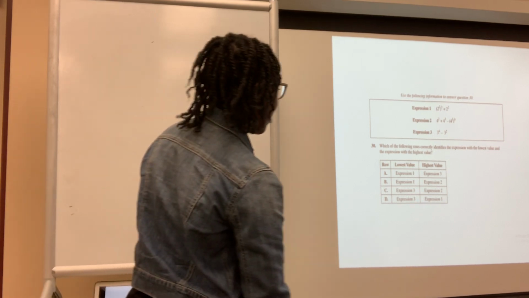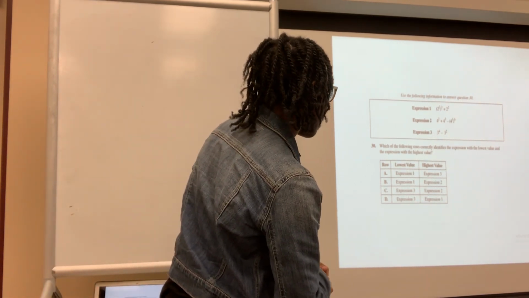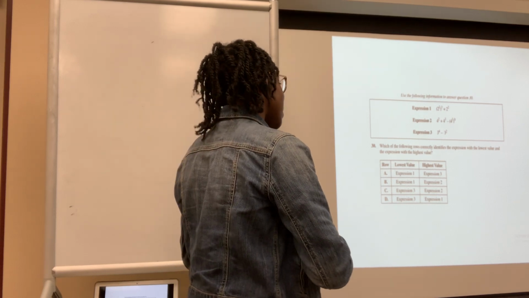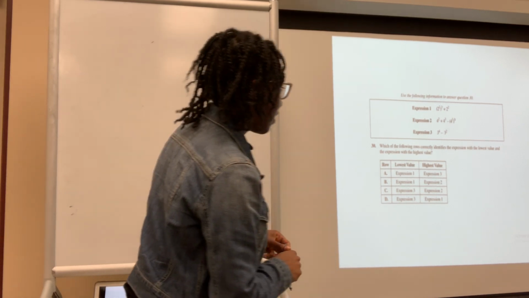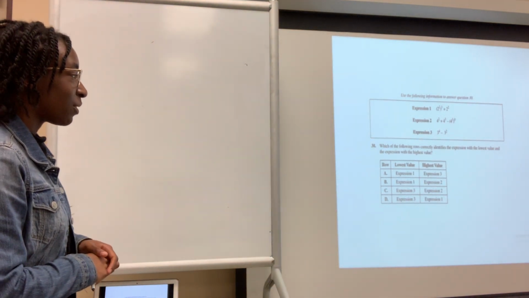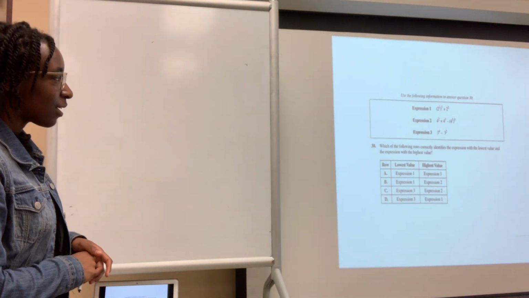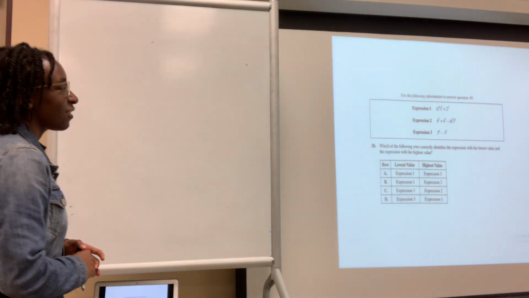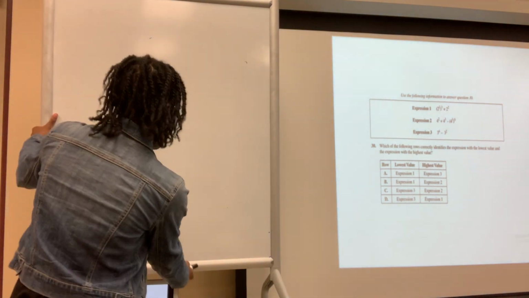So this is back to exponent rules. Which of the following rules correctly identifies the expression with the lowest value, the expression with the highest value? I guess the easiest way to solve this is to put it in your calculator. But if you're low on time, you can simplify it so that you're not spending so much time punching buttons in.